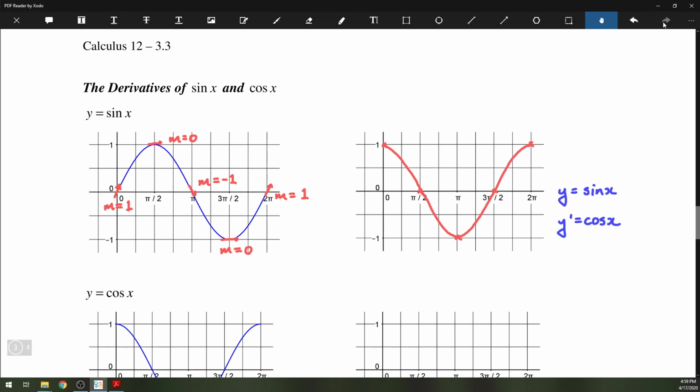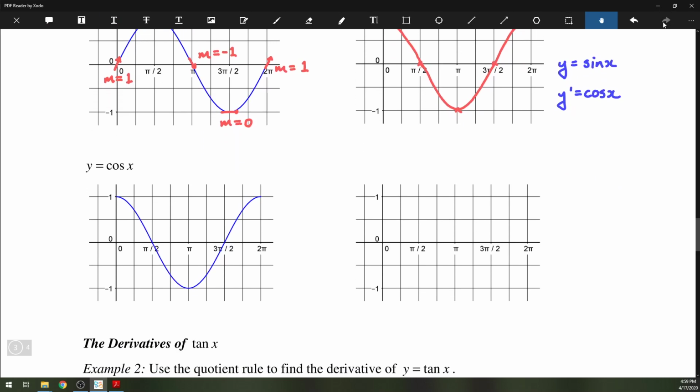We can perform a very similar analysis for cosine x. Again, let's look at the slopes. We have a slope of 0, a slope of negative 1 at pi over 2, a slope of 0 again at pi, a slope of 1 at 3 pi over 2, and finally a slope of 0 at 2 pi. And of course, we can also graph those points. So we have 0, negative 1, 0, 1, and a 0 again.